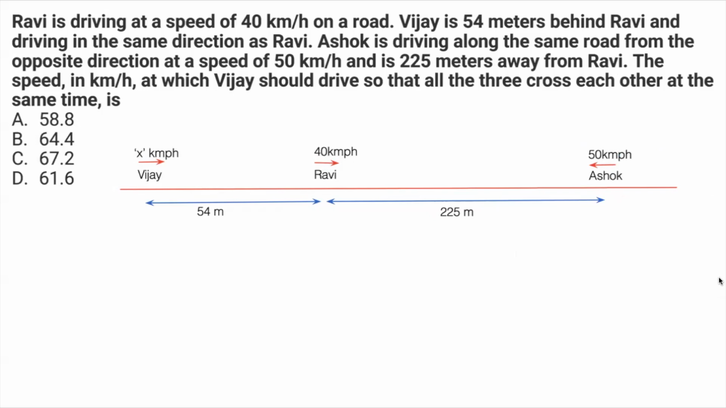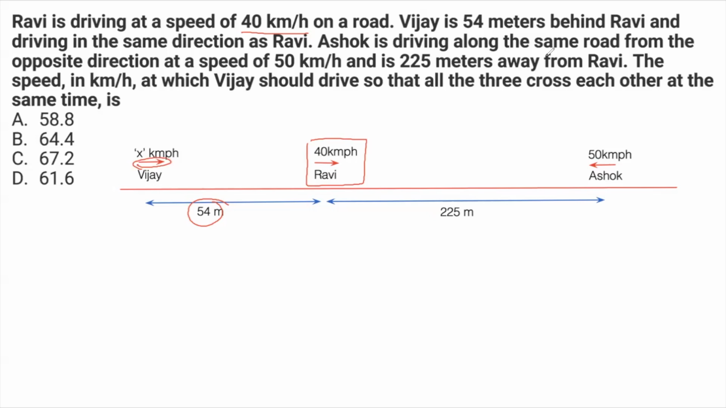All right, guys, the situation has been explained very clearly in this diagram here. It says Ravi is driving at a speed of 40 kilometers per hour on road. So this is where Ravi is traveling at the speed of 40 kilometers per hour towards the right hand side. Vijay is 54 meters behind Ravi and driving in the same direction as Ravi. So Vijay is 54 meters away from Ravi and traveling in the same direction towards the right, basically.